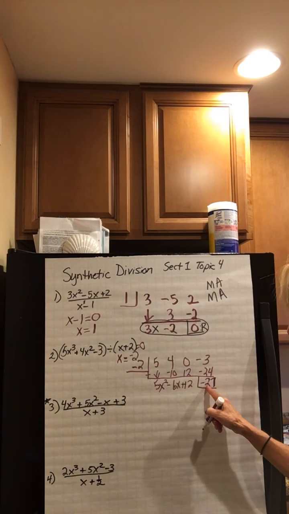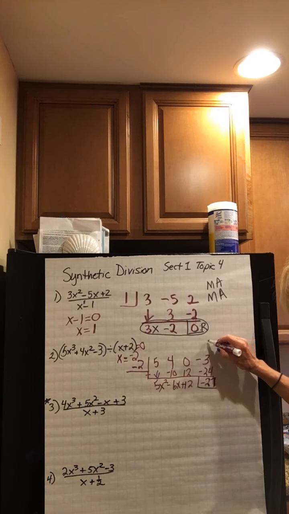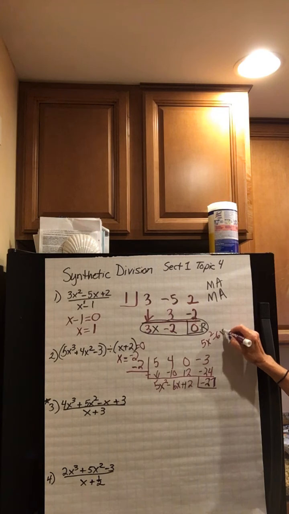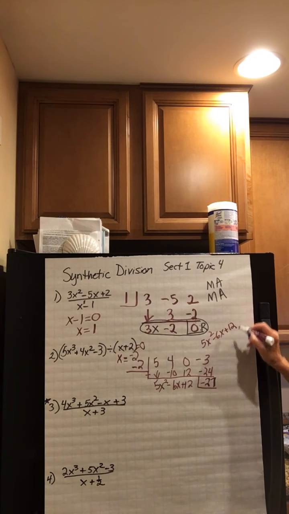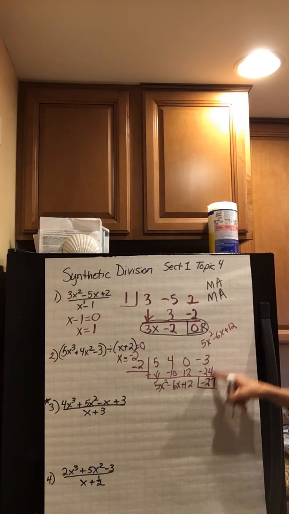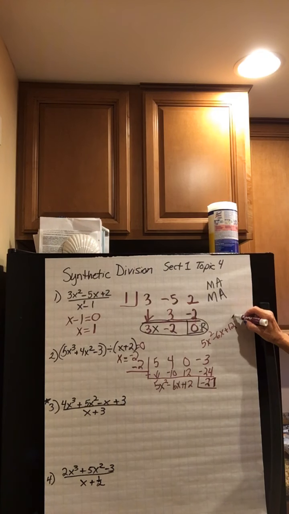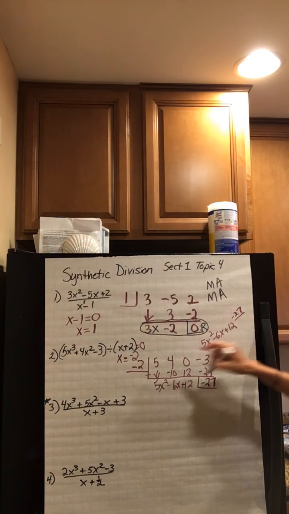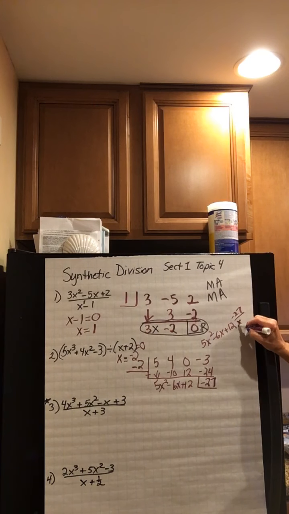So my final answer is, and I'll write it up here at the top so you can see it, 5x squared minus 6x plus 12, because when you have a remainder, remember you have to write it: -27 over the divisor, x plus 2.